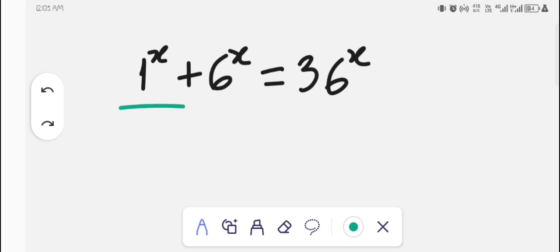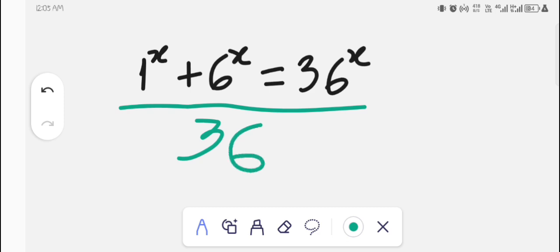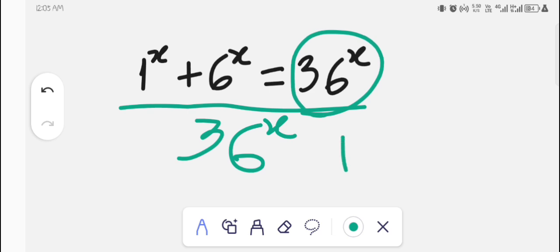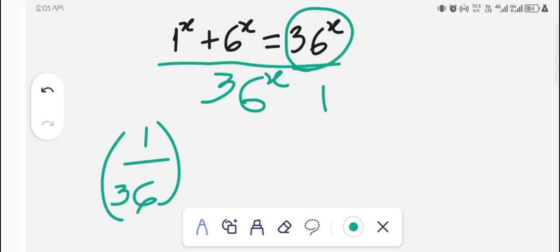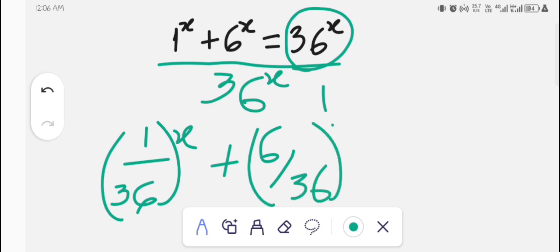So we divide all through by 36 raised to the power of x. And when we do this, on the right hand side of the equation will be what? 1, right? Very good. On the left hand side, we shall be having 1 upon 36 with the whole power x plus 6 upon 36 whole power x to be equal to 1. Does this make sense to us?